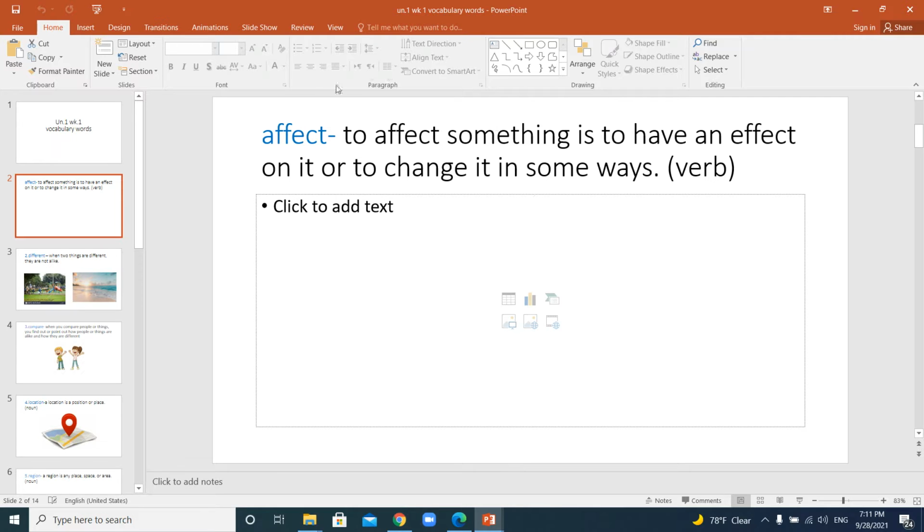The first word here is affect. Affect means that when you have an effect on something, it can cause a change. Like for example, when I asked you this week, do you think changing your neighborhood will affect the people that live there? And some of you said yes, right? So affect, when something has an effect on something, it causes changes in a certain way.